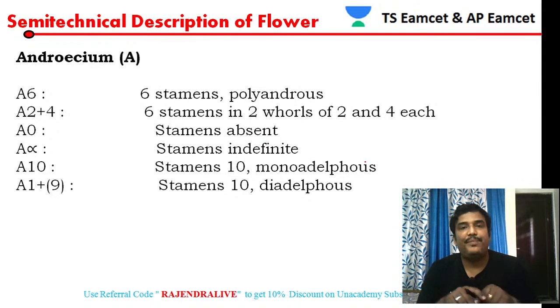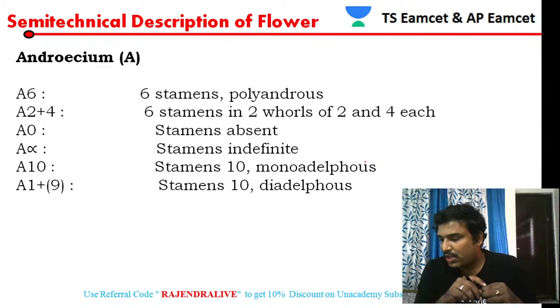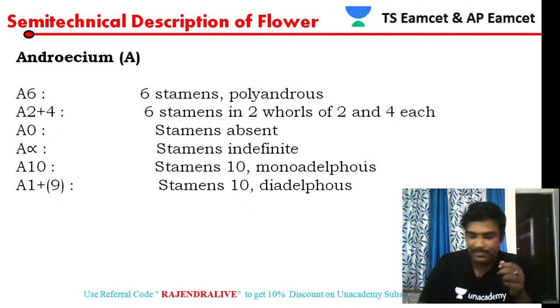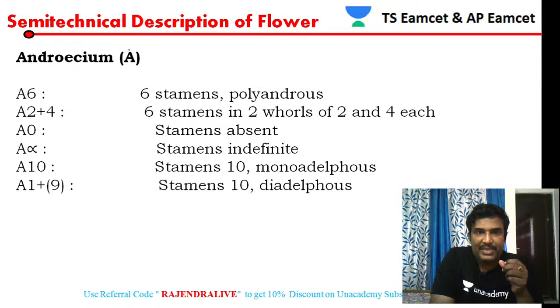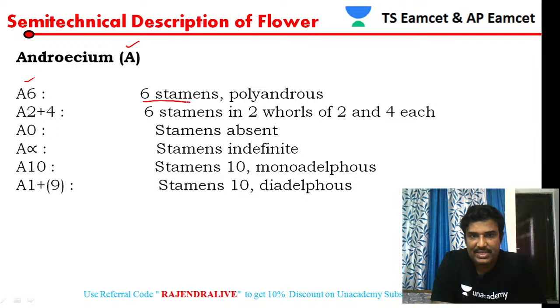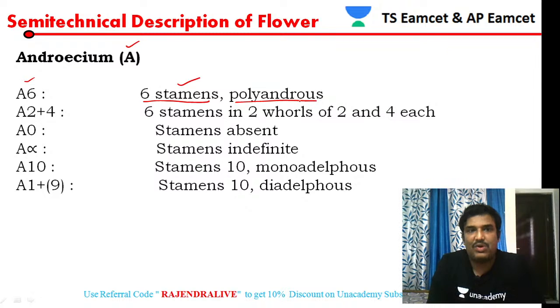So we have completed Calyx and Corolla. Let us move to the next one, that is called Androecium. Androecium is represented by the alphabet A. So A6, you can see here A6. A6 represents that it has 6 stamens and they are polyandrous. More numbers of stamens are present, and such a condition is called polyandrous.